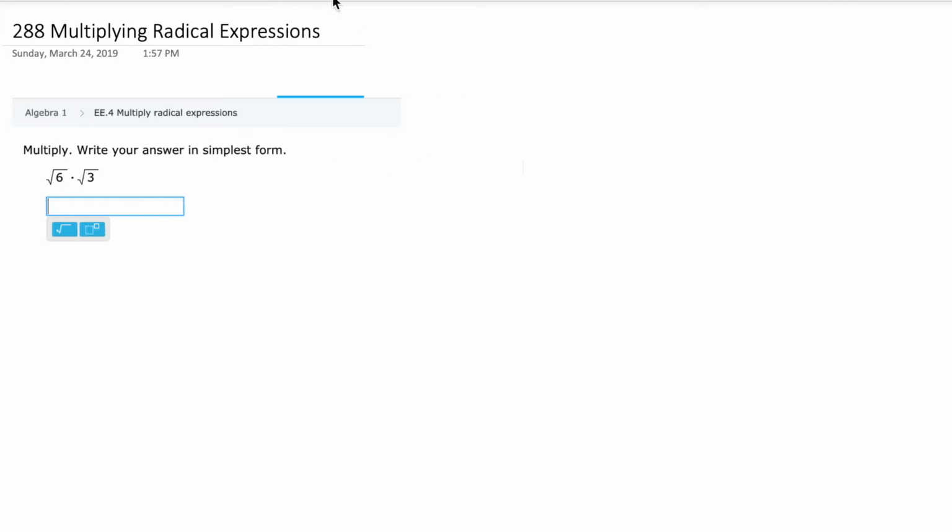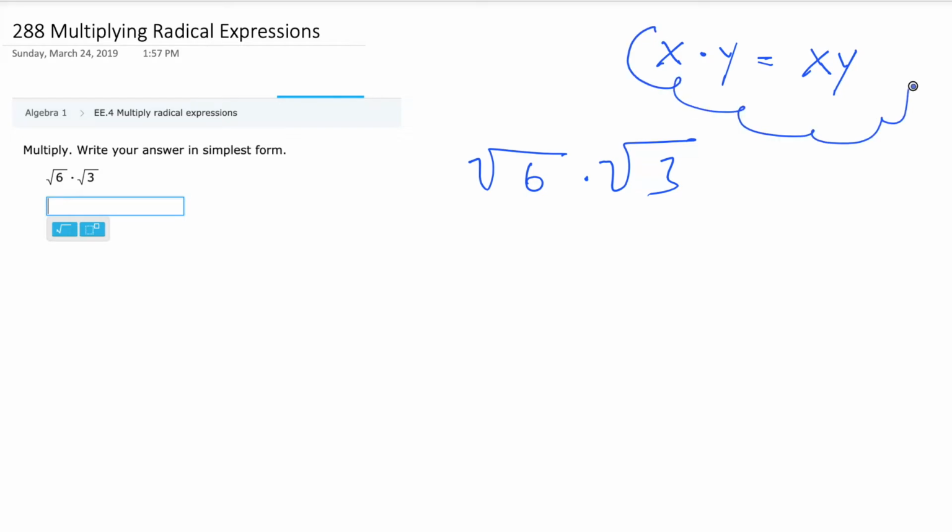Think about this. How do we do this problem? Because it's multiplying, the radicals are allowed to combine, so it'd be root 18. Yes, they can talk to each other because you're multiplying. Just like x times y will give you xy. But x plus y you can't combine. It's just x plus y.